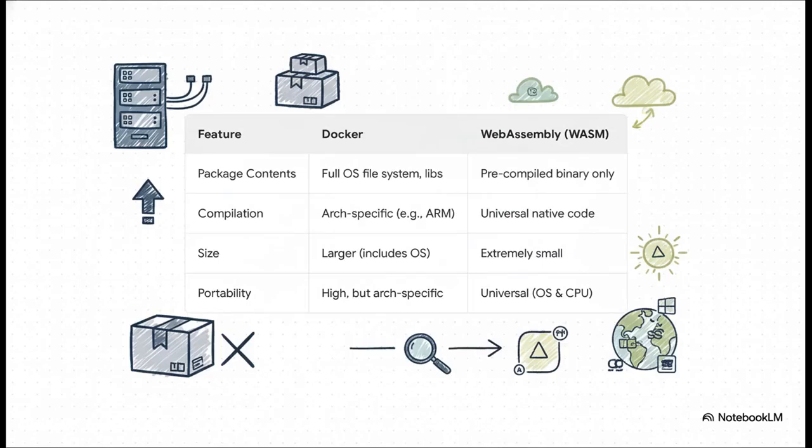And this table here, it really nails the key differences. Docker images are bigger, sometimes a lot bigger, because they're packing that whole file system. WASM modules? They're tiny, because it's just your app's binary. And here's the kicker. Docker gives you portability, for sure, but you still need a different image for an Intel machine versus an ARM machine. WASM is, well, it's truly universal. That one single binary file will run on any OS and any CPU, period.